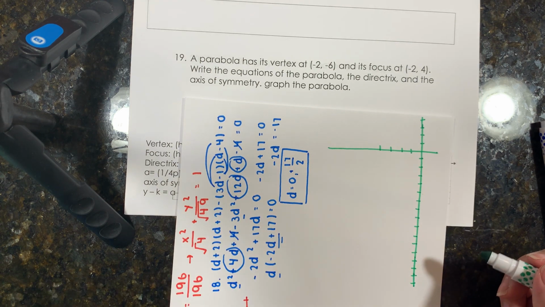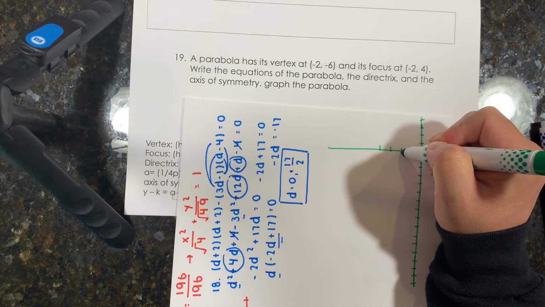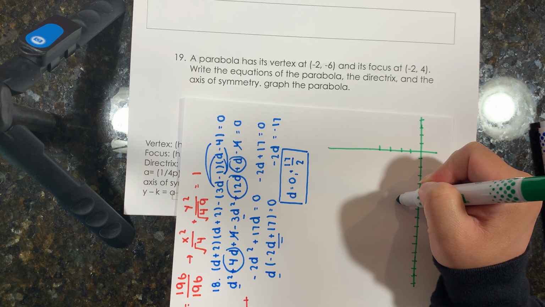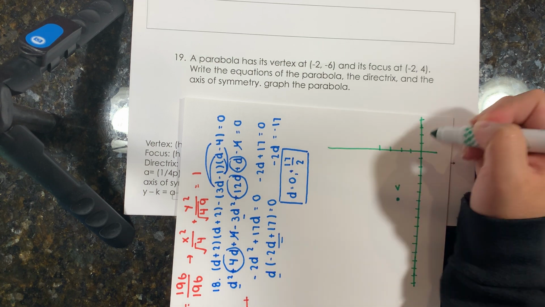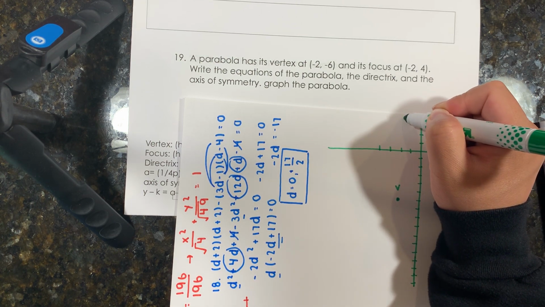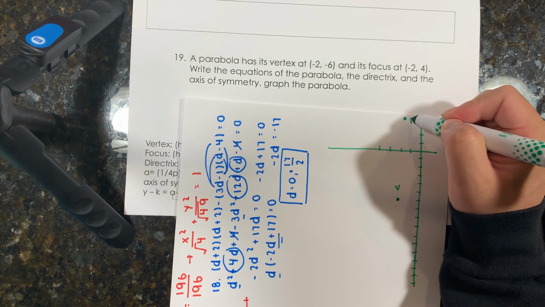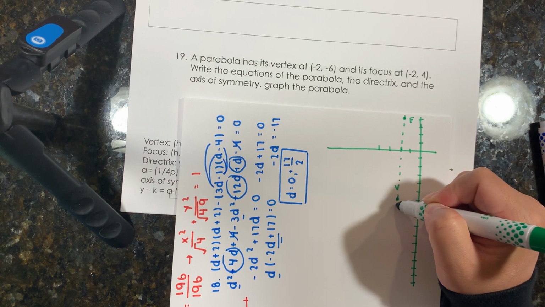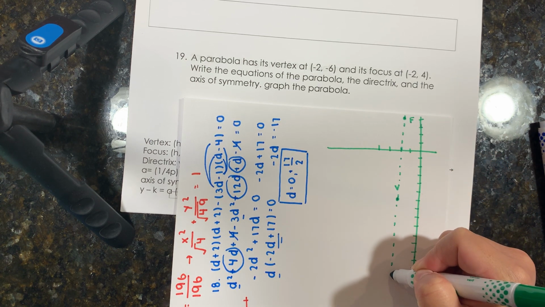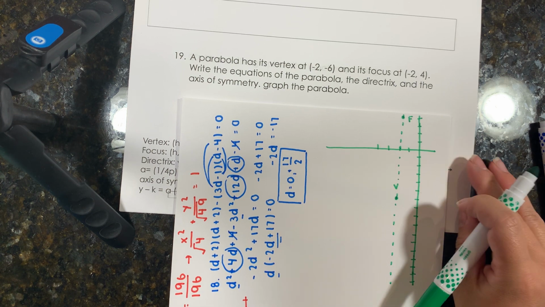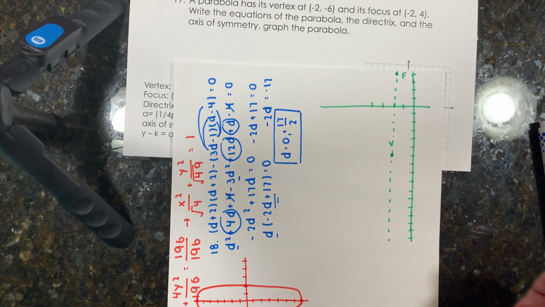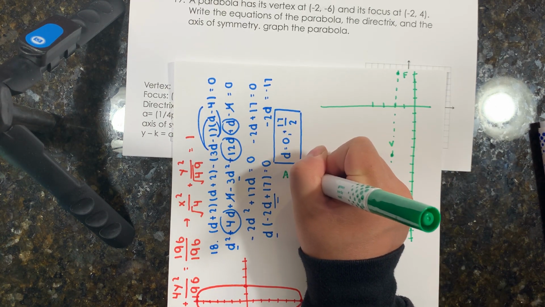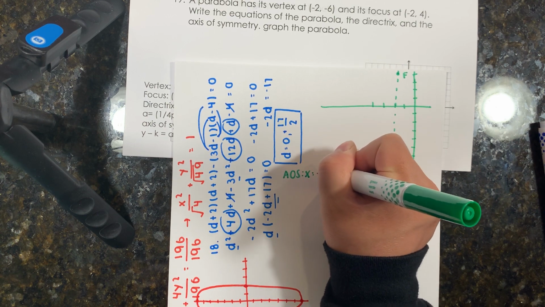Okay, so we're gonna go negative 2, down 6. So 1, 2, 3, 4, 5, 6. This is gonna be my vertex. My focus is negative 2, up 4, which means that my axis of symmetry will be the vertical line that goes through each of those points. So it will tell me that my axis of symmetry is x is equal to negative 2.